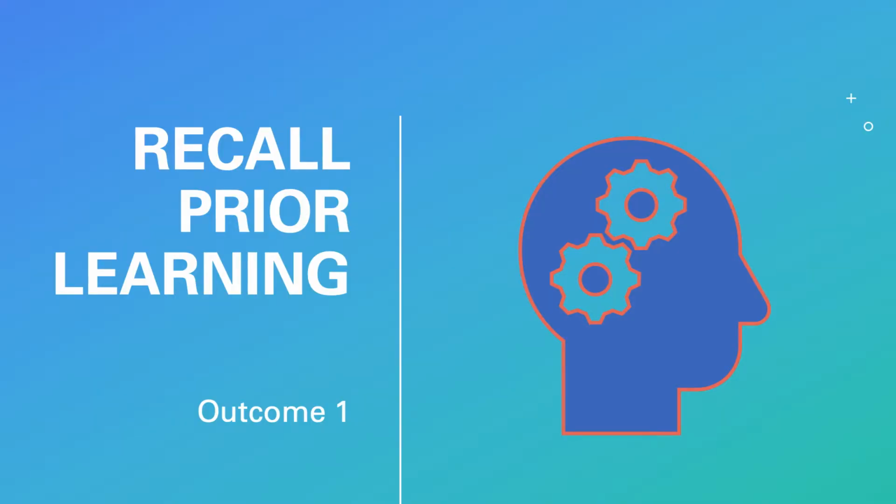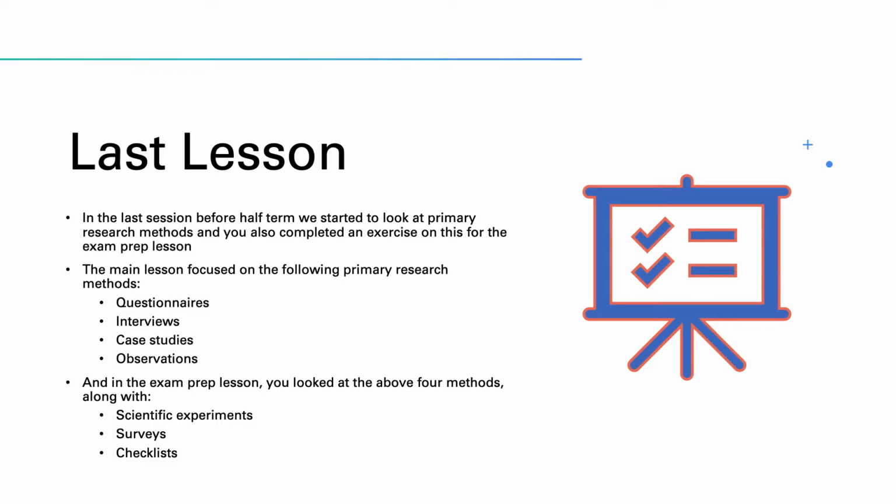So this isn't going to take long. I'm going to talk you through what we did before half term. In the last session before half term, we started to look at primary research methods, and you completed some exercises on this for the exam prep lesson as well. In the main lesson, on my YouTube lesson, I focused on questionnaires, interviews, case studies and observations. And then you also looked at scientific experiments, surveys and checklists in your exam prep lesson as well. So you actually covered 7 different primary research methods in the week before half term.